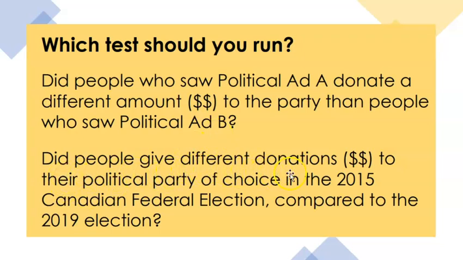Did people give different donations to their political party of choice in the 2015 Canadian federal election compared to the 2019 election? In this case, your group is the same. It's not like advertising A and advertising B, with people who saw different advertising. They are the same people, but at different times, in 2015 and 2019. So in this case, you will proceed with the paired t-test because you are in fact comparing how much the same people gave at different times. So this is not the independent t-test; it's a paired t-test.